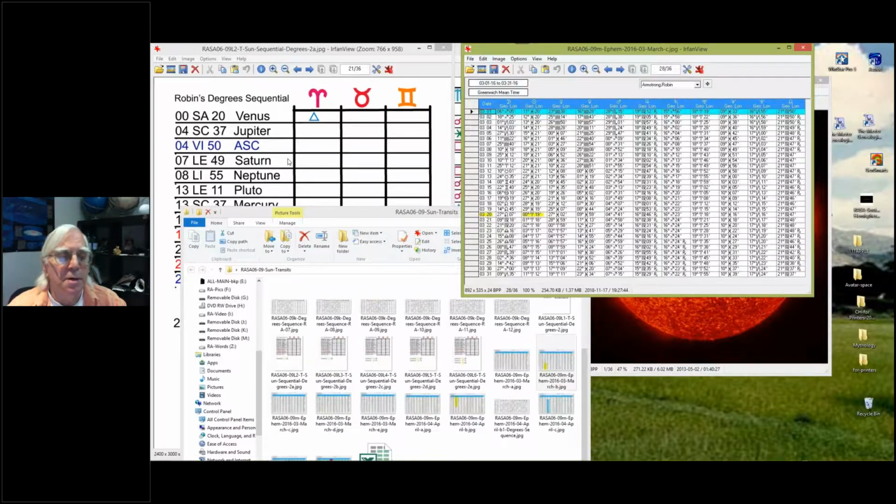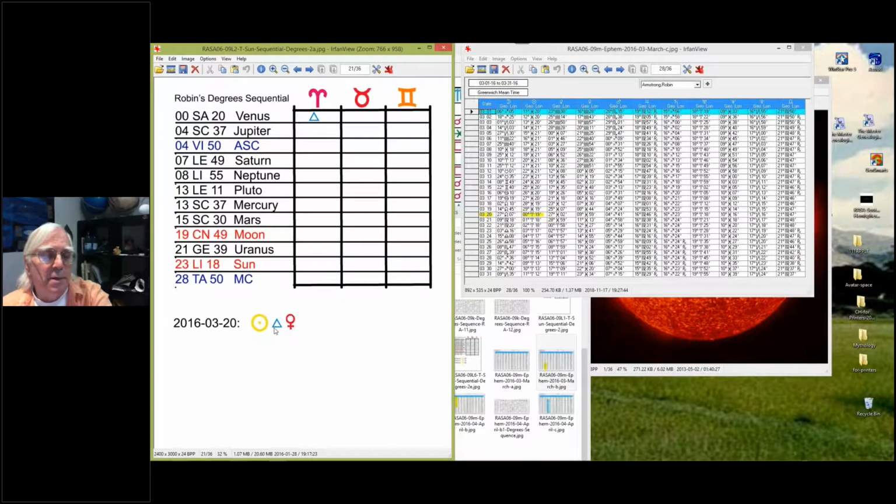So on this sheet, you'll see I've just written down March 20th, 2016. I could just write March 20th because it'd be the same almost every year. It might switch a little bit for leap year, but it's going to be in that vicinity. There's the sun trine my Venus.